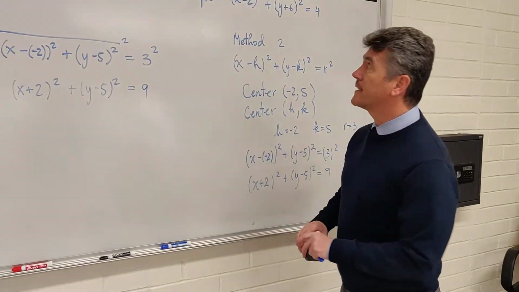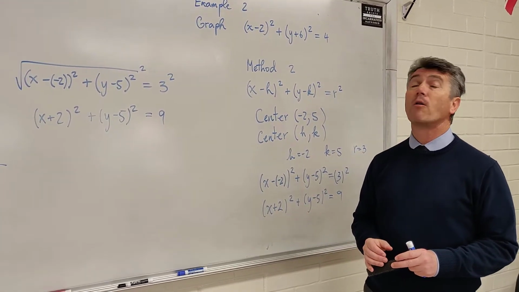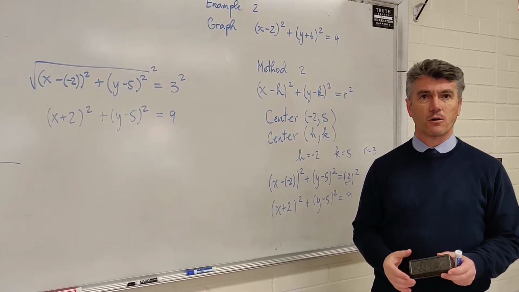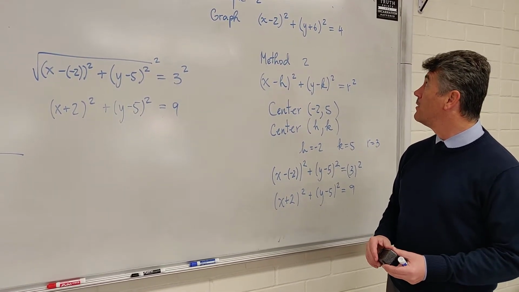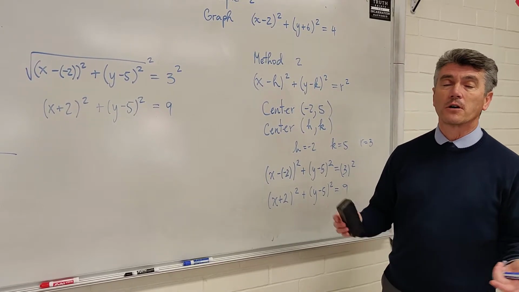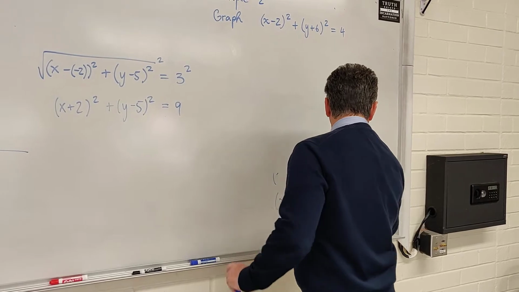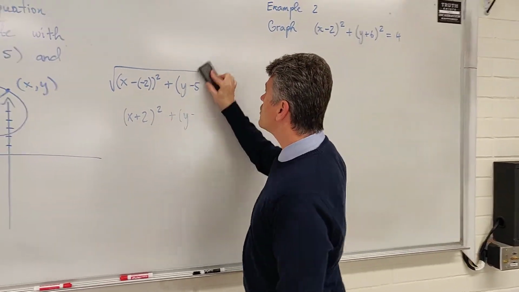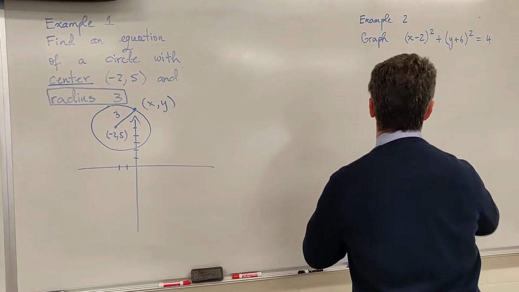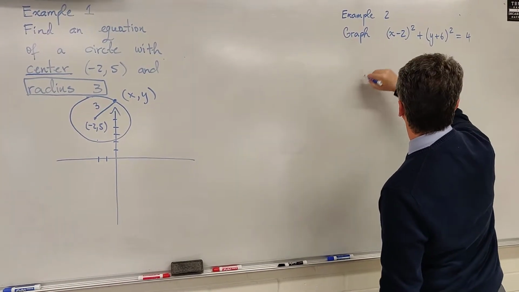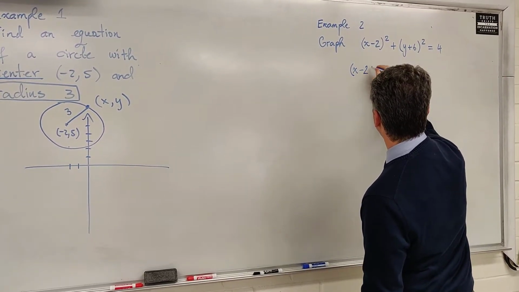In the next example, an equation is already given to us, and what we want to do is just graph the circle. In order for us to graph the circle, we will identify the center and the radius, and then we're going to graph the circle. The first thing that I'm going to do is write the standard formula for the equation of a circle.